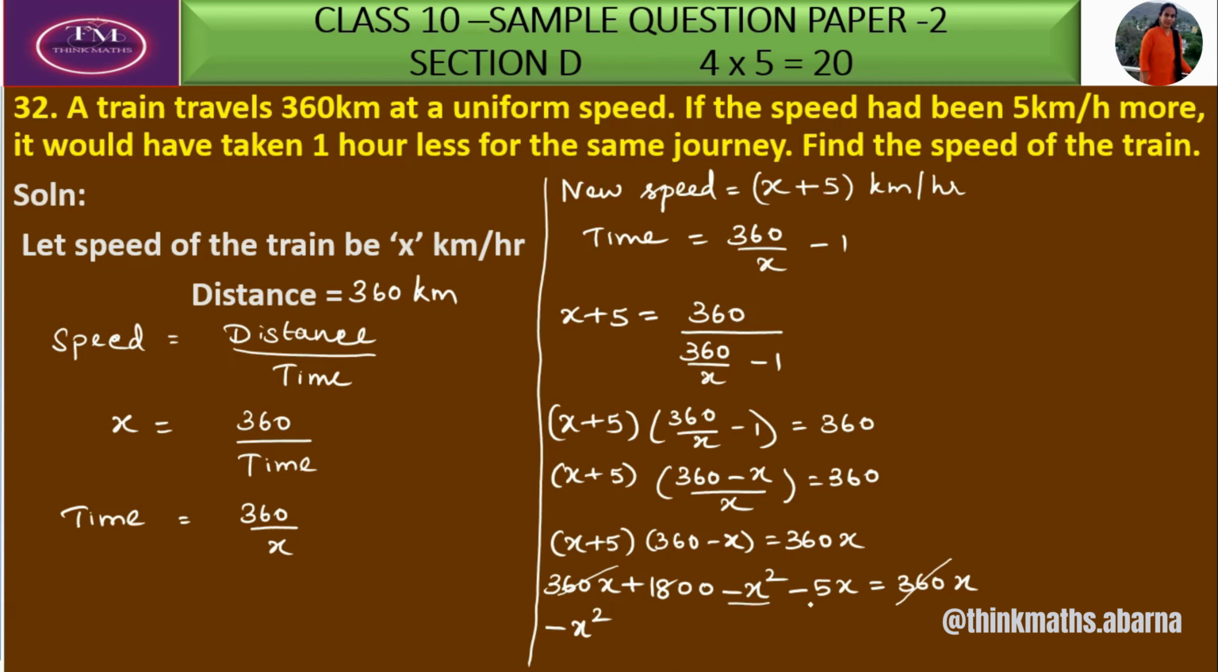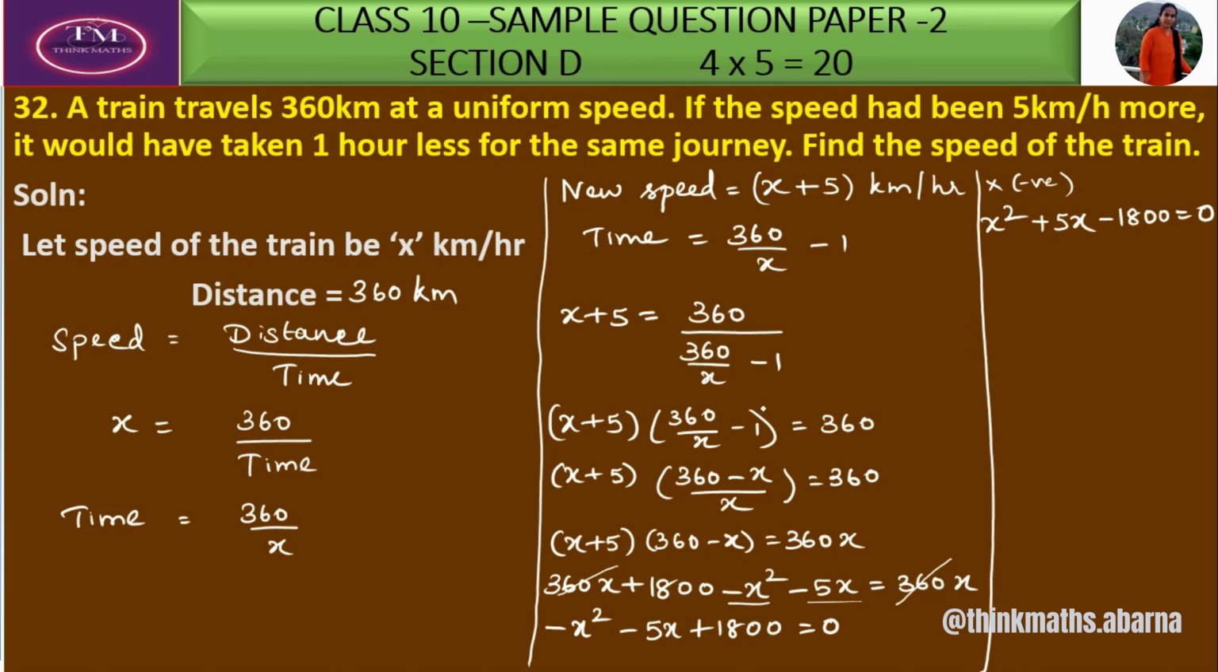Now the remaining is minus 5x plus 1800 equal to 100. Now we can multiply the whole equation by minus. If you multiply by negative, minus into minus is plus x square, minus into minus is plus 5x, and plus into minus is minus 1800 equal to 0. So this is the equation. Now we have to solve this equation to find the value of x.